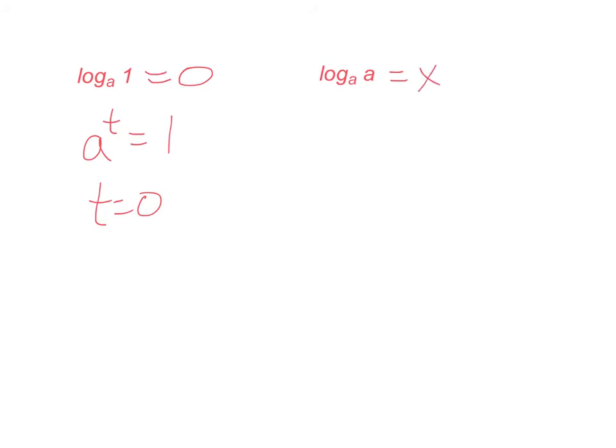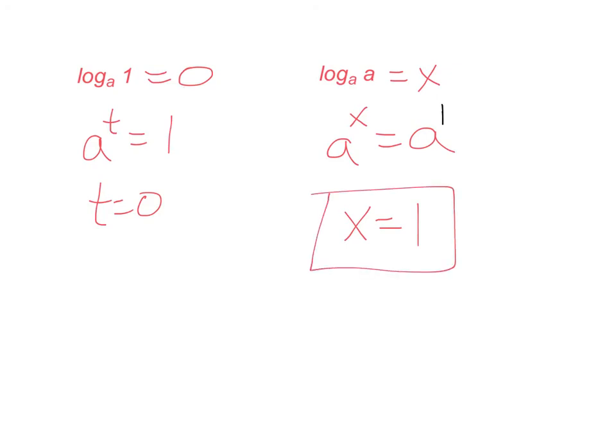And then we switch it to its exponential form. And we're going to use the principle of exponential equality. If we have the same bases, we can set the exponents equal to each other. Well, the exponent here is 1. If you don't see 1 there, it means it's 1. So x is 1. So no matter what, log base a of a is always going to be 1.